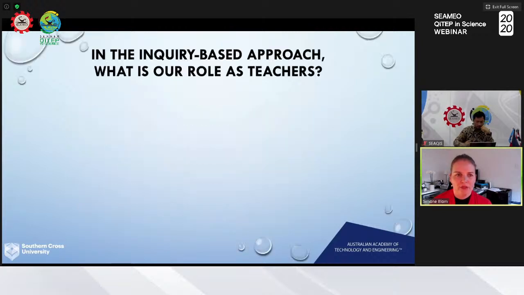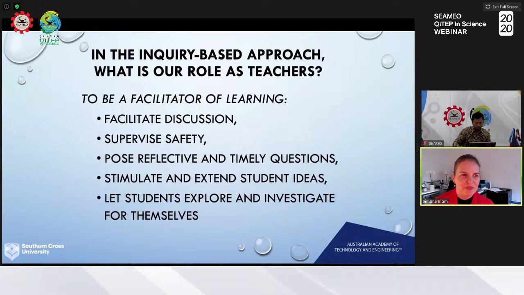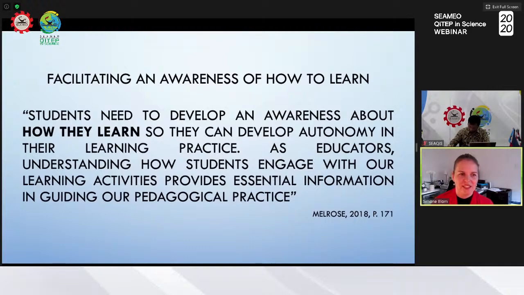Okay, so what is our role as teachers? We're designed to be facilitators. We've got to rethink our role in the classroom. We want to facilitate discussion. We want to pose questions. We want to extend student ideas, and we really want them to explore and investigate for themselves. We've got to rethink how we do science, and that's what STEM is about. It's about really reinvigorating the science curriculum. There's a lot of research coming out that students need an awareness of how they learn, rather than just being told everything all the time and then not knowing how to do anything for themselves.